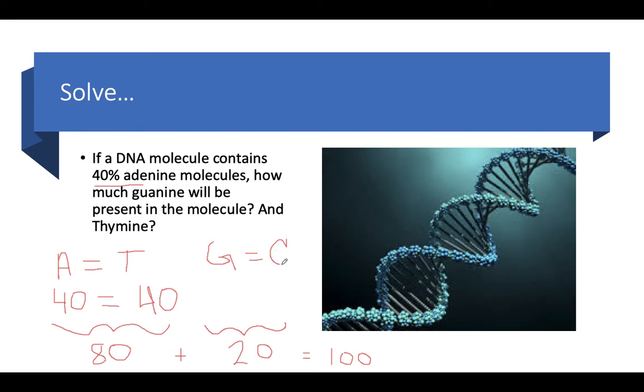And we know that the amount of guanine is equivalent to the amount of cytosine. So that means that the amount of guanine and cytosine need to be split up. So 10% of guanine is equal to 10% of cytosine, and that is going to be equivalent to the 20% that's left. Okay? So to answer the question in this problem, how much guanine will be present? Well, there will be 10% guanine. And how much thymine will be present? There will be 40% thymine.